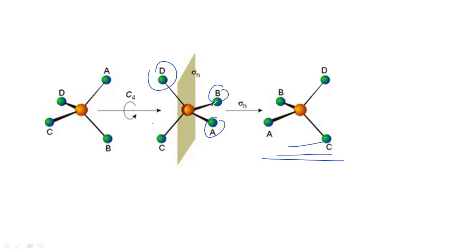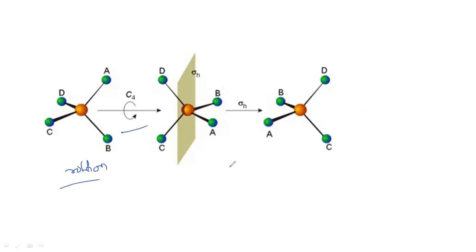So this is called an improper axis of symmetry. Because first we have to rotate, so this is the rotation followed by the reflection. So this is called the improper axis of symmetry. And the next one, we will see another.